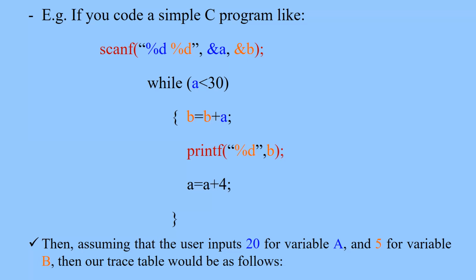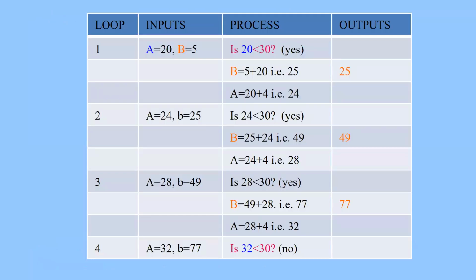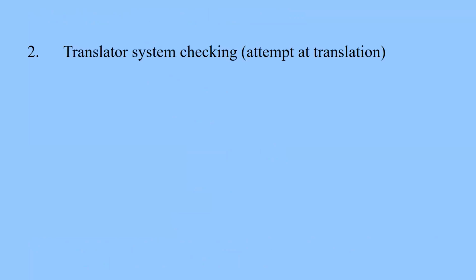Then display the result of B. Then get the 4 and the current content of memory location A. Assign the result in A. Get new value for A. Is the current value of A less than 30? So that will continue until the condition while A is less than 30 is not met. That is until A becomes bigger than 30. And that's what this table is supposed to do. So that's what we're supposed to do manually. That is called desk checking or dry run.